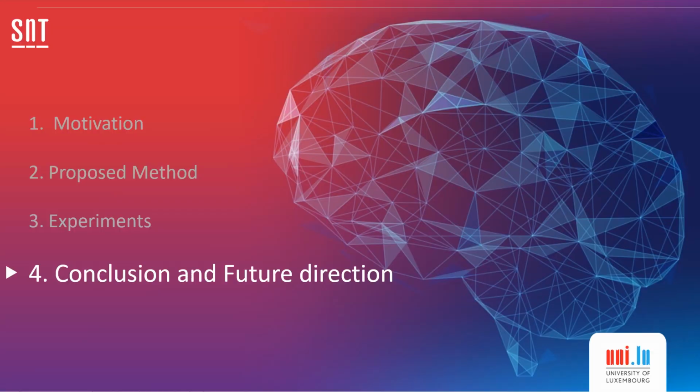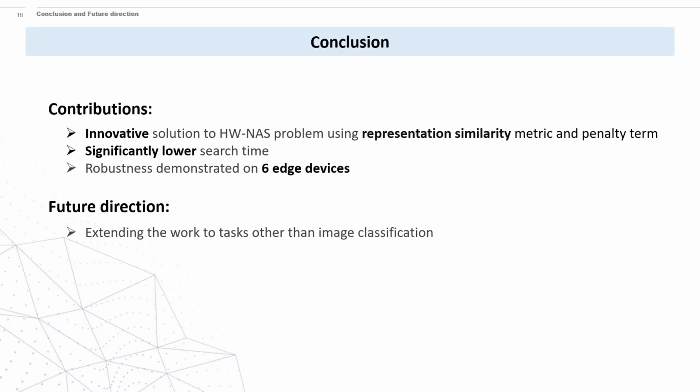In conclusion, we propose an innovative approach to solving the hardware-aware neural architecture search problem using representation similarity metric and penalty term. We show that the proposed method is able to find good performing architectures at significantly lower computational costs. We also show the robustness of our proposed method on 6 different edge devices.